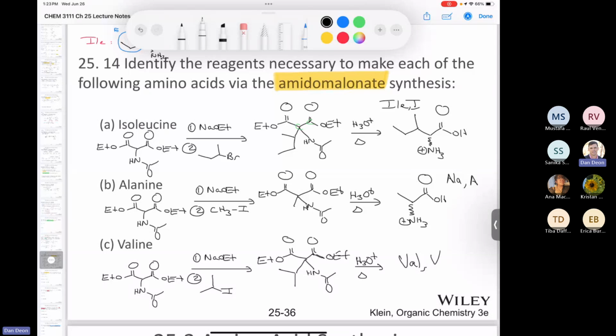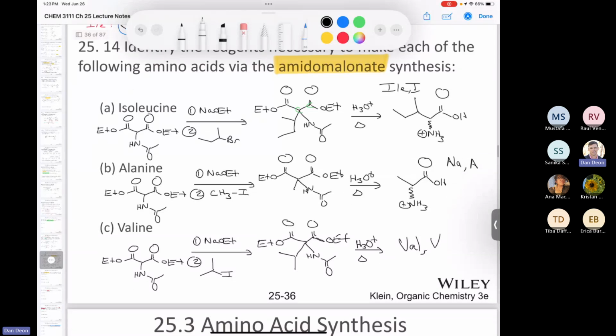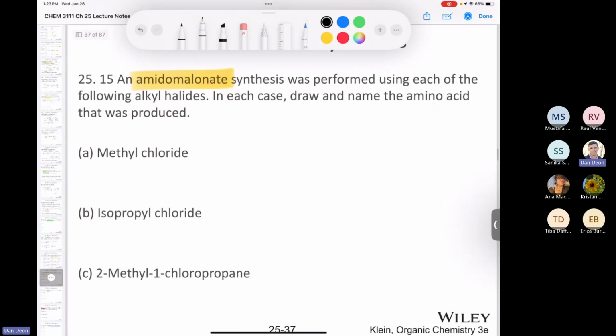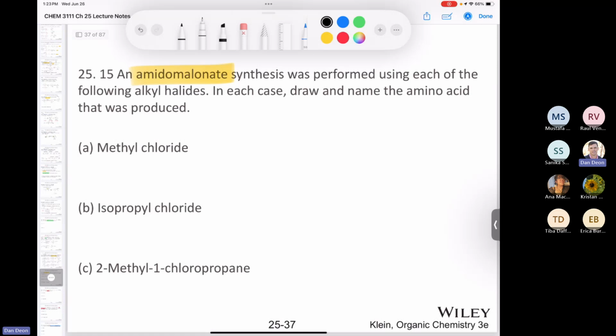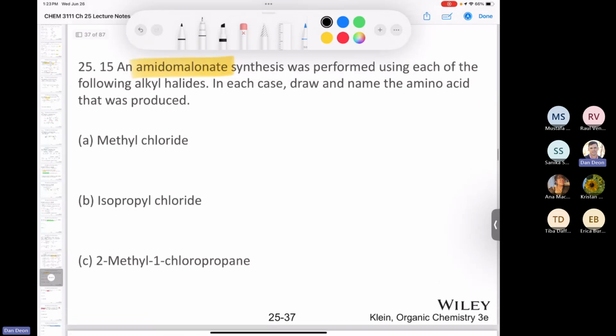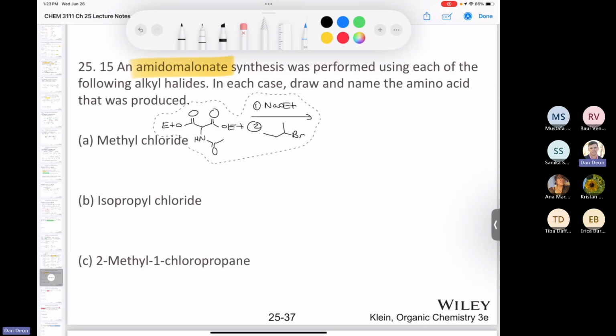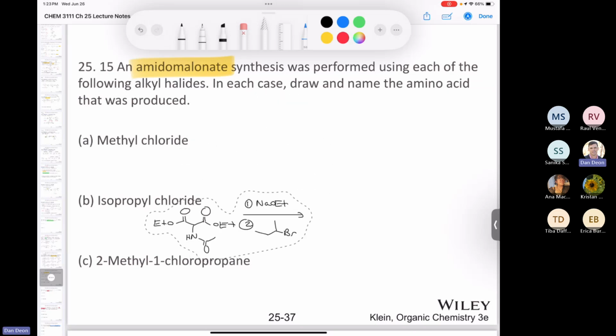I think the next question is in the exact same vein as well. It just says here, an amidomalonate synthesis was performed using each of the following alkyl halides. In each case, draw and name the amino acid that was produced. Well, the first two are not really worth going over in detail because for the second one, we're using isopropyl chloride, and we actually saw this in the previous one. We used isopropyl iodide, and we know that after treatment with H3O plus and heat, we end up with valine.